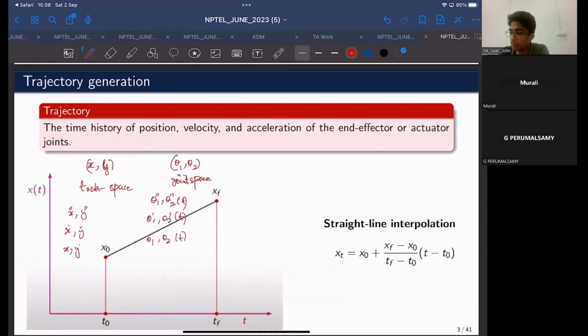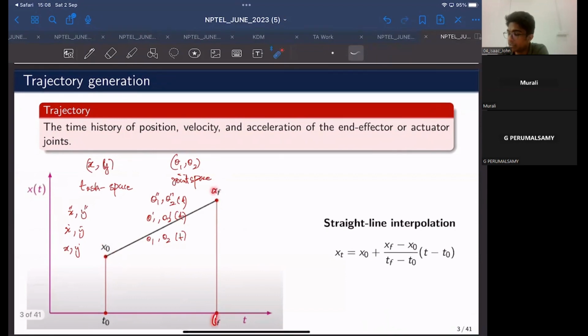So if a robot is at a given point, like in the example depicted here in this figure, it does not necessarily imply this to be in task space. This is a generic variable x0. So if a robot is at x0 at time t0, and you want the variable x to be at xf at time tf, we have something called a straight line interpolation, right? So we would want the variable to move in a straight line, starting from x0 at time t0 all the way to xf at time tf, right?